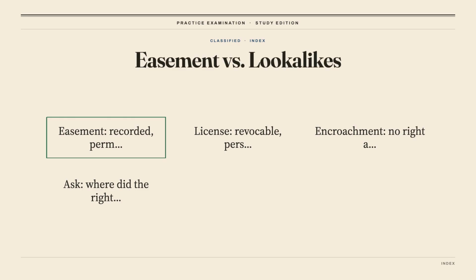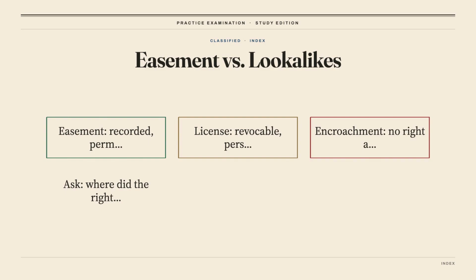The key distinctions to keep straight: a license is bare, revocable permission with no interest in land, while an encroachment looks identical to an easement but has no right behind it at all. The question is always where the right came from. Attached to land means appurtenant. Attached to a person or company means in gross.